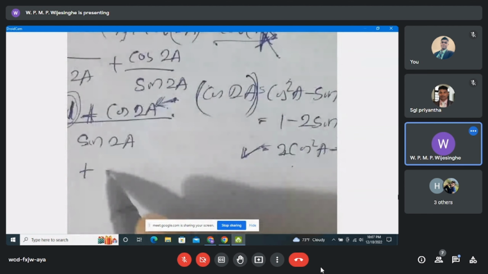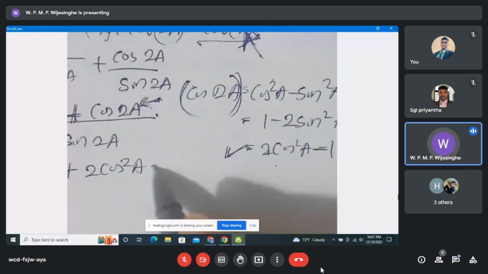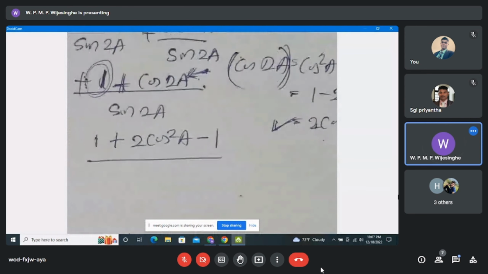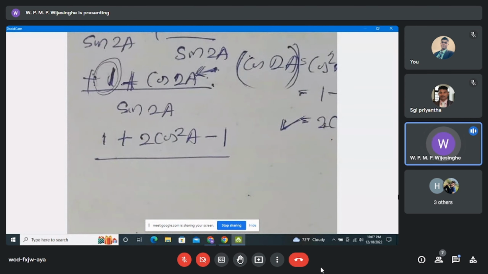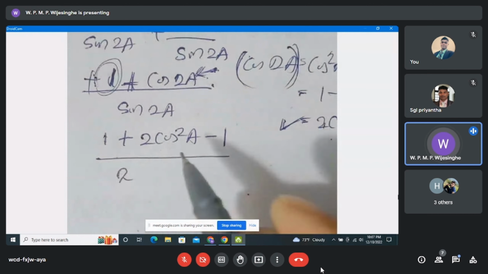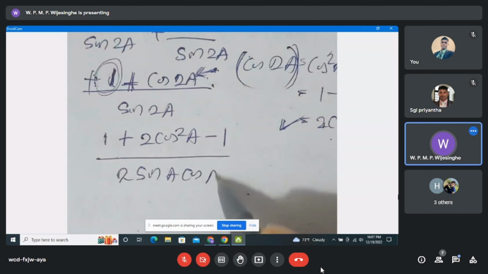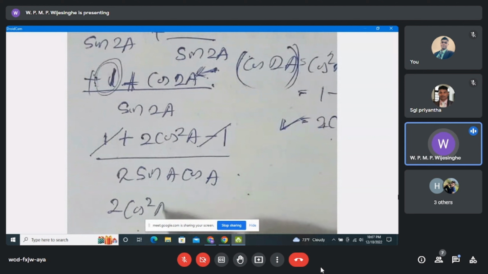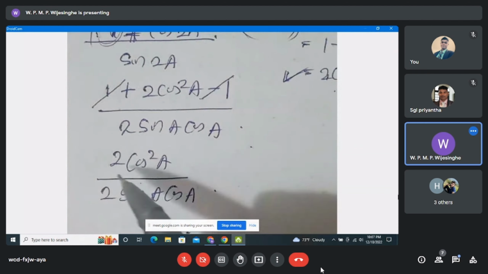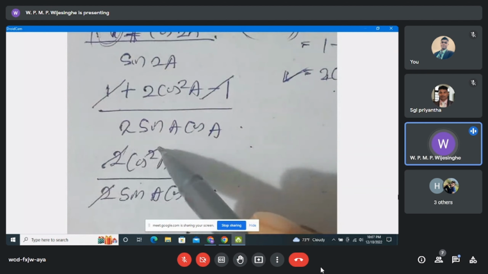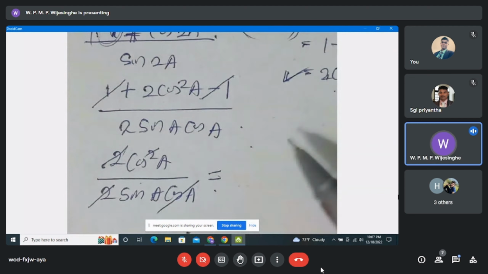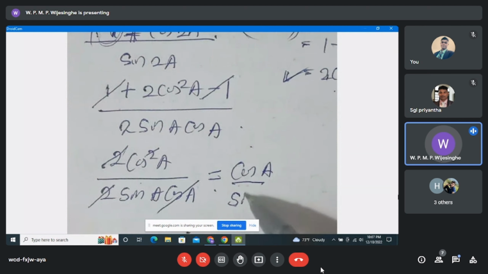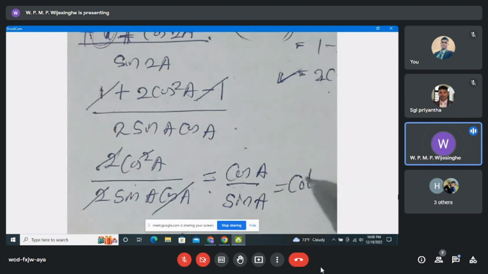1 plus 2 cos square A minus 1, right? Divide by here. Also, I write sin 2A by using half of this angle. Then I can write 2 sin A cos A. This one cancels. Here 2 cos square A divided by 2 sin A cos A. This one cancels. Cos square cancels. Then only cos A over sin A remains. It means this is cot A.